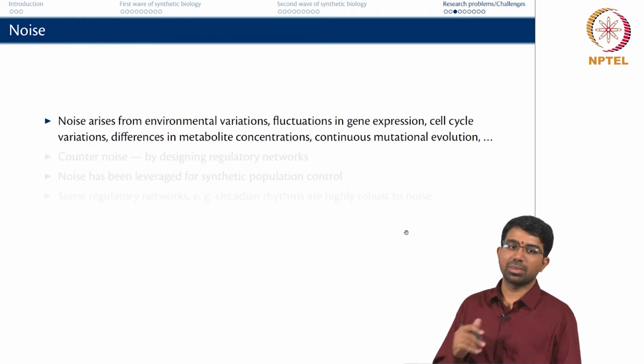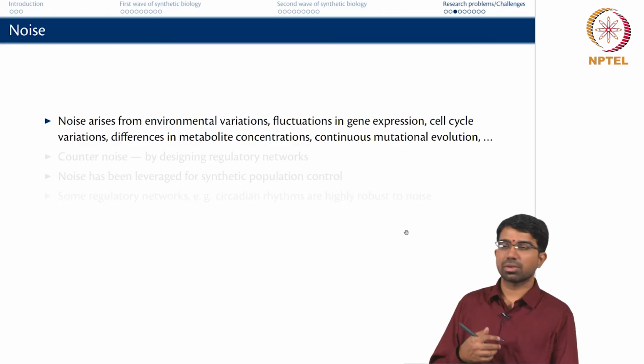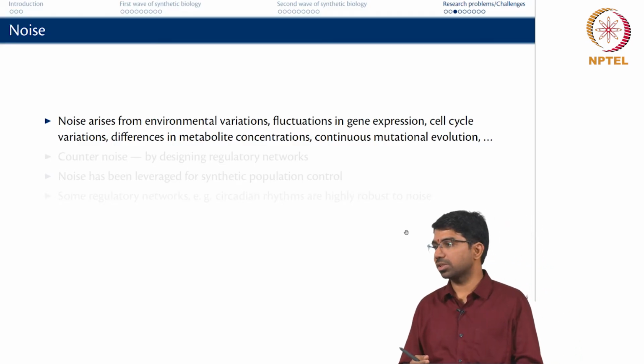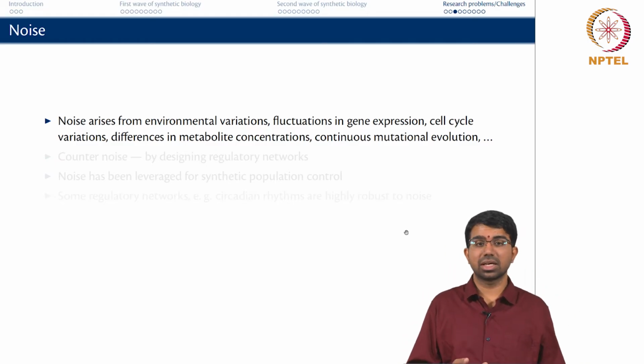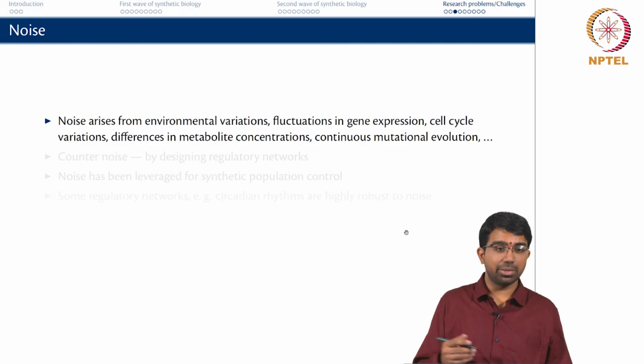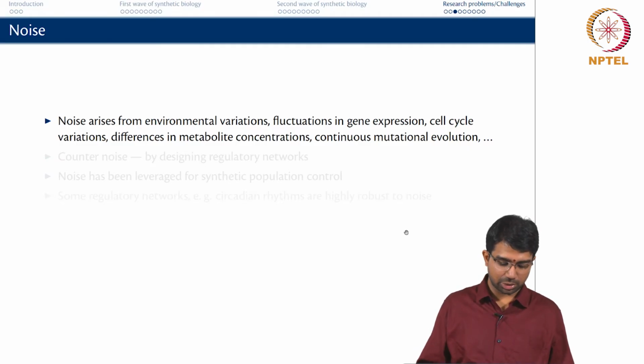Then noise is another major factor, and noise arises from several sources. It could be environmental variations, generic fluctuation in gene expression, what stage of the cell cycle the cell is in, maybe some metabolite concentrations which are massively influencing it, and mutation, evolution and so on.